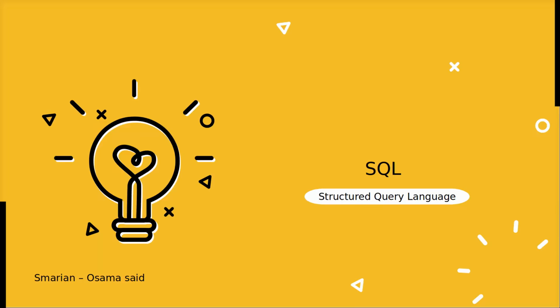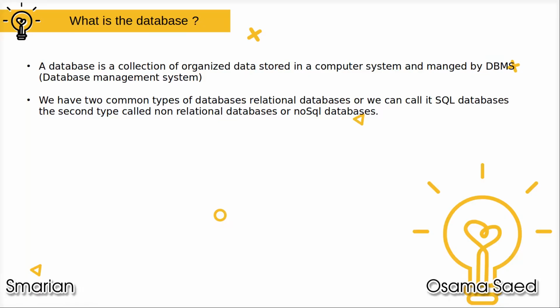So what is a database? A database is a collection of organized data stored in a computer system and managed by a DBMS, Database Management System. We have two common types of databases: relational database, which you can also call SQL database, and the second type, called non-relational database or NoSQL database. A relational database consists of tables and columns, and there are relations between those tables. But a NoSQL database consists of documents and there is no relationship in this type of database.